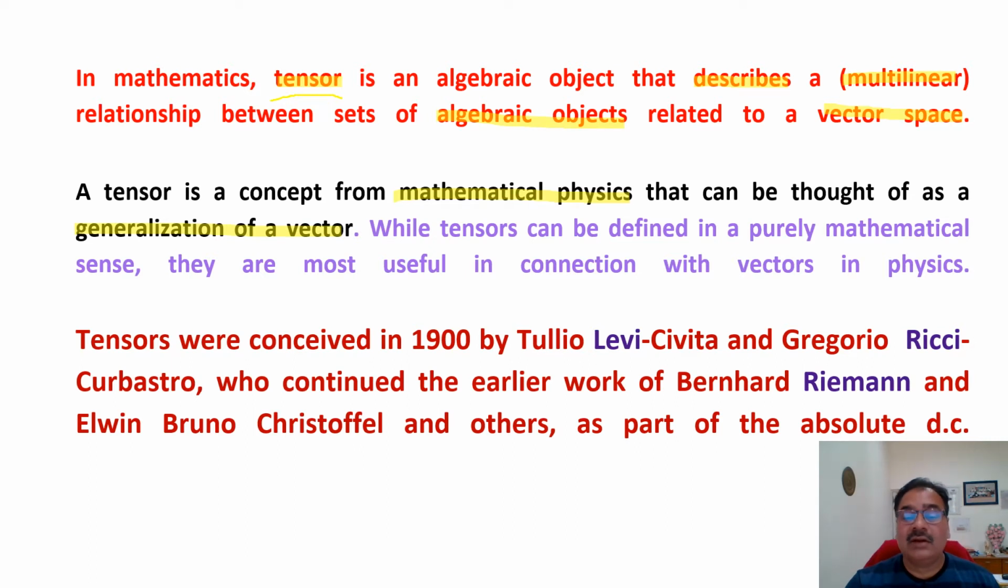A tensor is a concept from mathematical physics that can be thought of as a generalization of a vector, while a tensor can be defined in a purely mathematical sense. They are most useful in connection with vectors in physics. Tensors were conceived in the 19th century by famous names in mathematics, Levi-Civita, Ricci, and Riemann. This is the outcome of their study, and with the help of differential calculus they developed this subject.